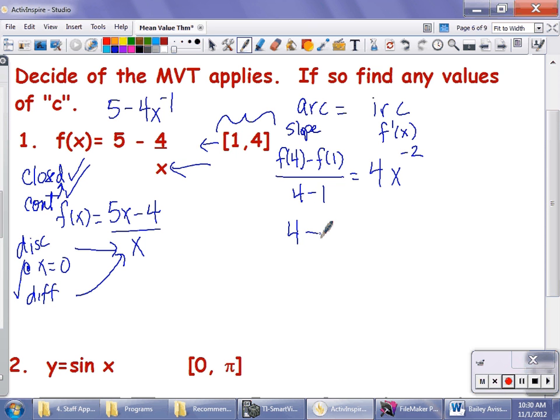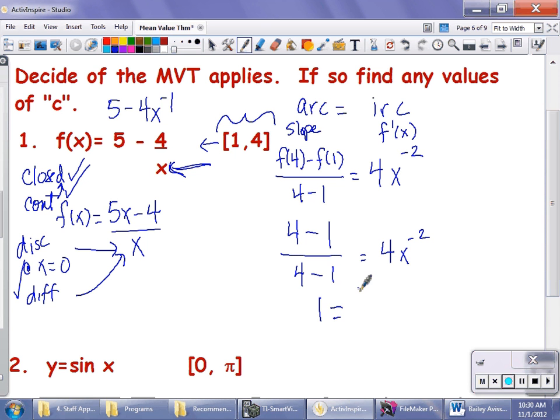F of 4, by substituting into here, that would be 5 minus 1, which is 4. F of 1, substituting 1 in here, 5 minus, what am I dividing by here? Sorry, I substituted 4, 4 divided by 4 is 1. 5 minus 1 is 4. Substituting 1, I get 5 minus 4, which is 1, over 4 minus 1, which is going to be 1.